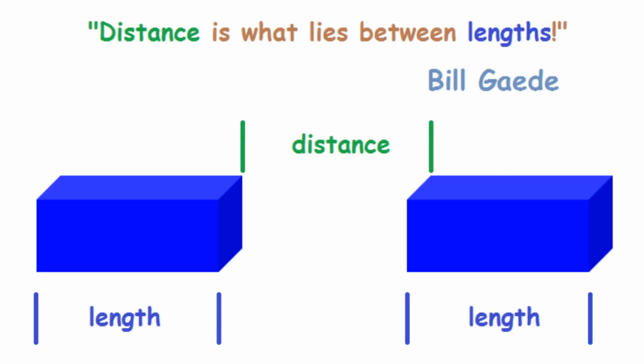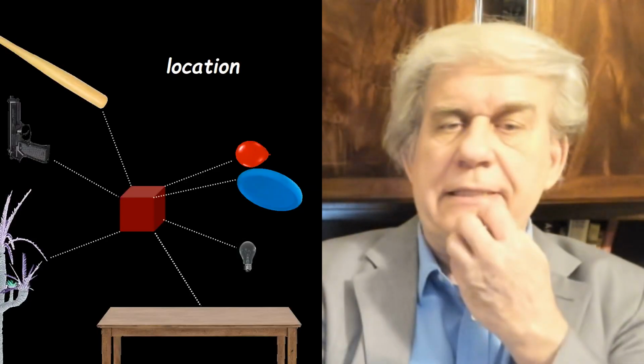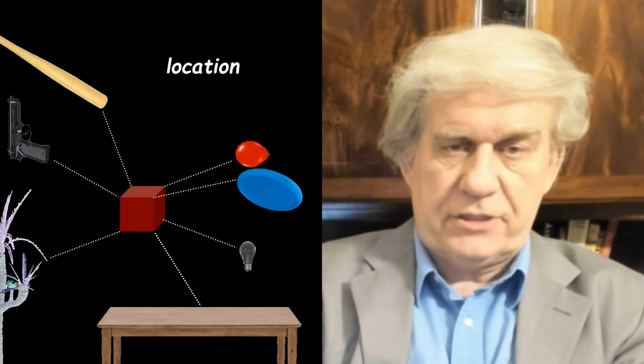And so where do we start? We start at the word distance, okay? So we have to define what distance is. It's crucial, okay? And distance is simply the separation between two objects. As I like to say, distance is what lies between lengths, okay? Length is the continuous matter that you have between two surfaces of an object, okay? And distance is what separates two objects. Straightforward.